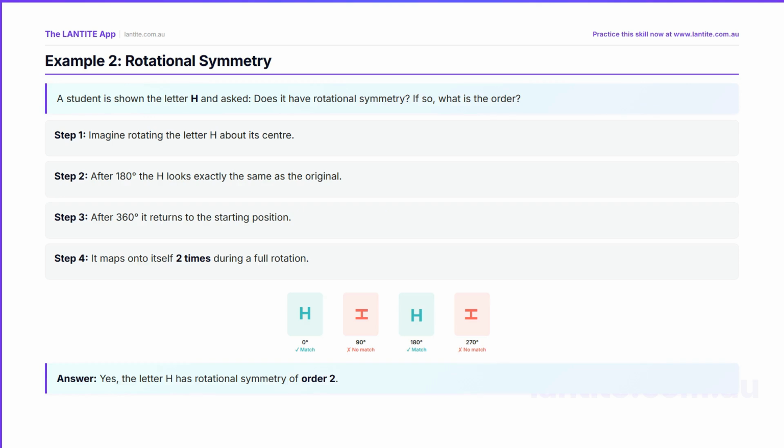Here is a LANTITE-style question. A student is shown the letter H and asked whether it has rotational symmetry. To work this out, imagine rotating the letter H about its center point. After 180 degrees, it looks exactly the same. After 360 degrees, it returns to the original position. That means it maps onto itself 2 times during one full rotation, so the letter H has rotational symmetry of order 2. Letters are a popular way the LANTITE tests rotational symmetry. Other letters with order 2 include I, N, S, X, and Z.